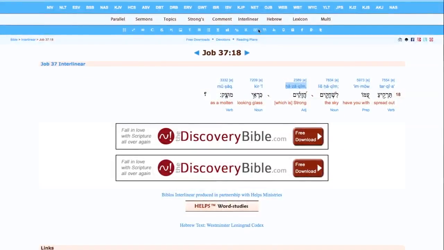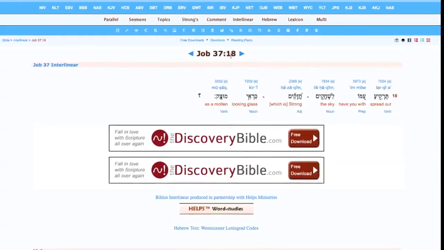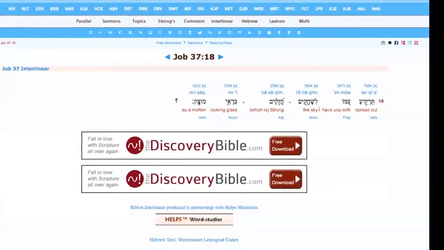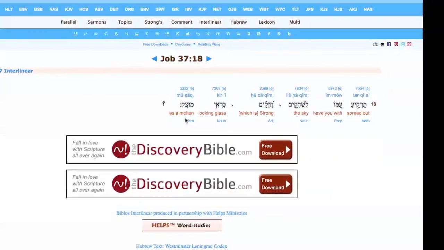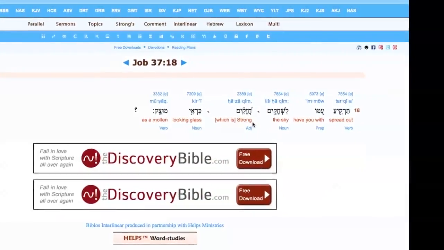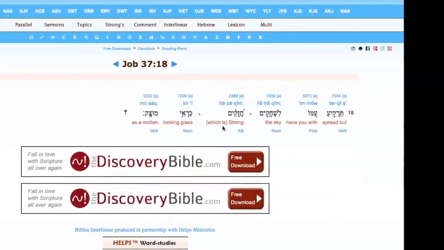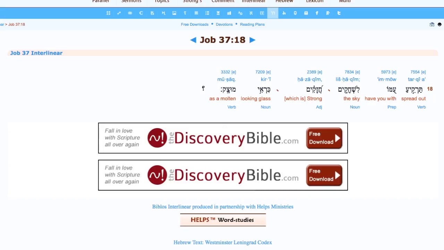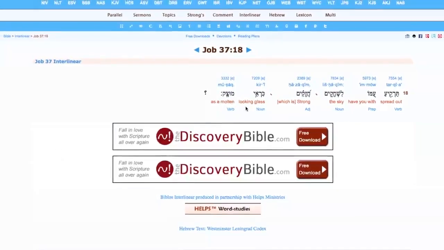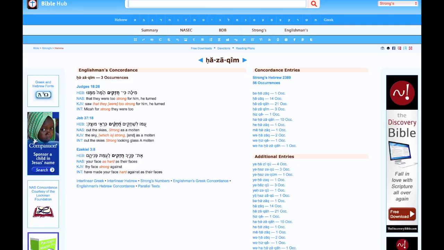So let's look at Job 37:18 in the interlinear, in the Hebrew, basically, which I don't know Hebrew, but this is all I got. As a molten looking glass, which is strong. So they're saying the molten looking glass is strong. Not the sky, really. The sky, have you with him spread out, as a strong molten looking glass, or a mirror, I guess. So this word hazakim, strong, hard. One time it says hard, strong.